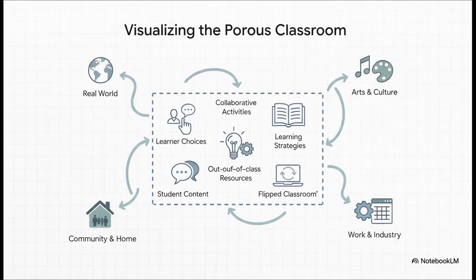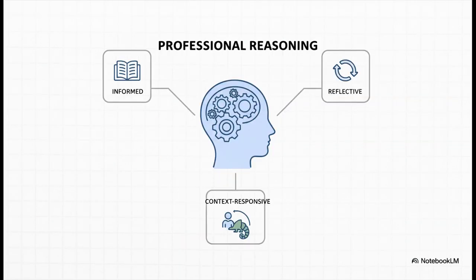A great way to think about this is to try and create a porous classroom. That means a classroom where the walls are kind of permeable, where learning doesn't just stop at the door. It flows between what you do in class and what students do out in the real world. And this can be really simple stuff, like asking students to bring in an article they found interesting, encouraging them to use language learning apps, or even flipping the classroom so they watch a video at home and do the practice with you.